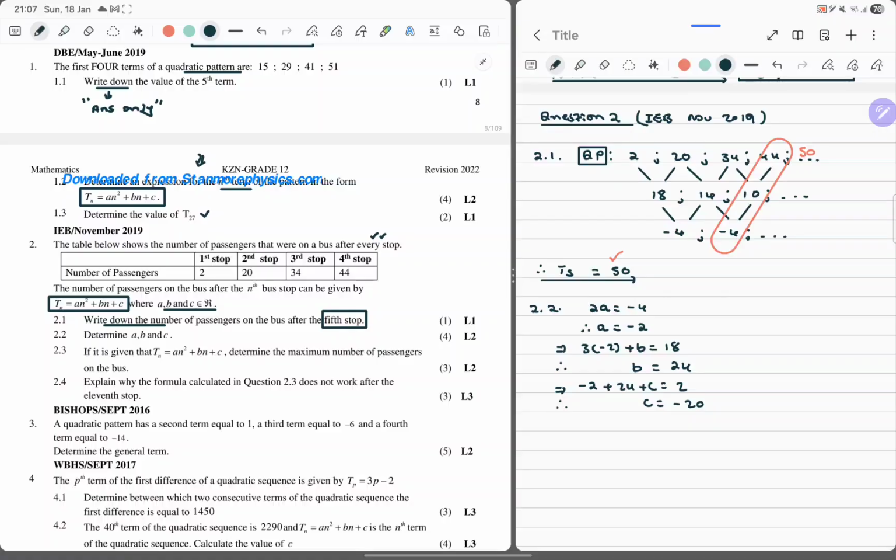Right, so that is it, because nobody said find the general formula. At this point, this is the answer. So we get our mark for each, and that's it. 3 marks. I don't know why 4 marks are being given here.